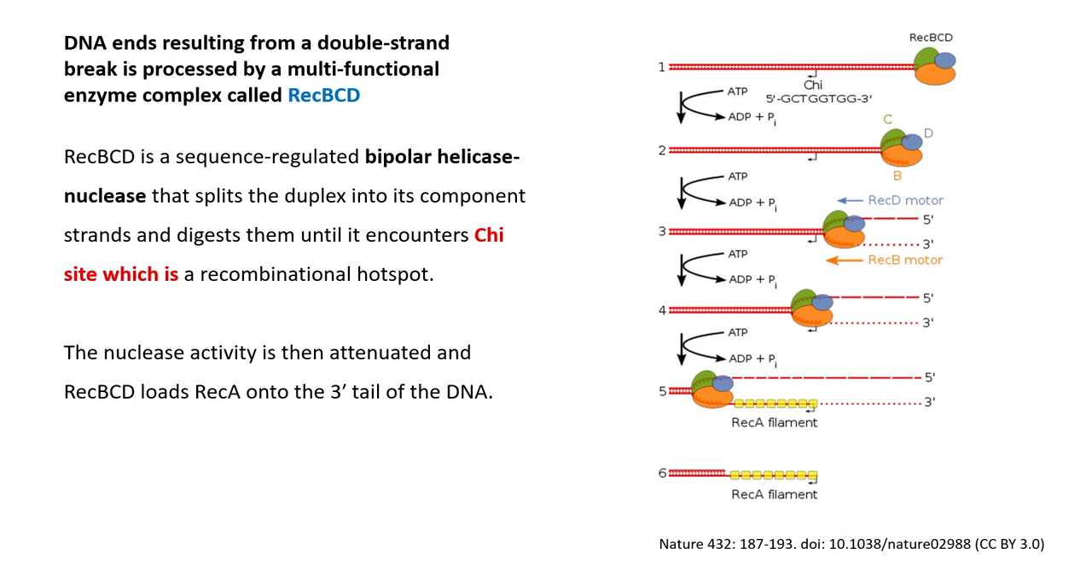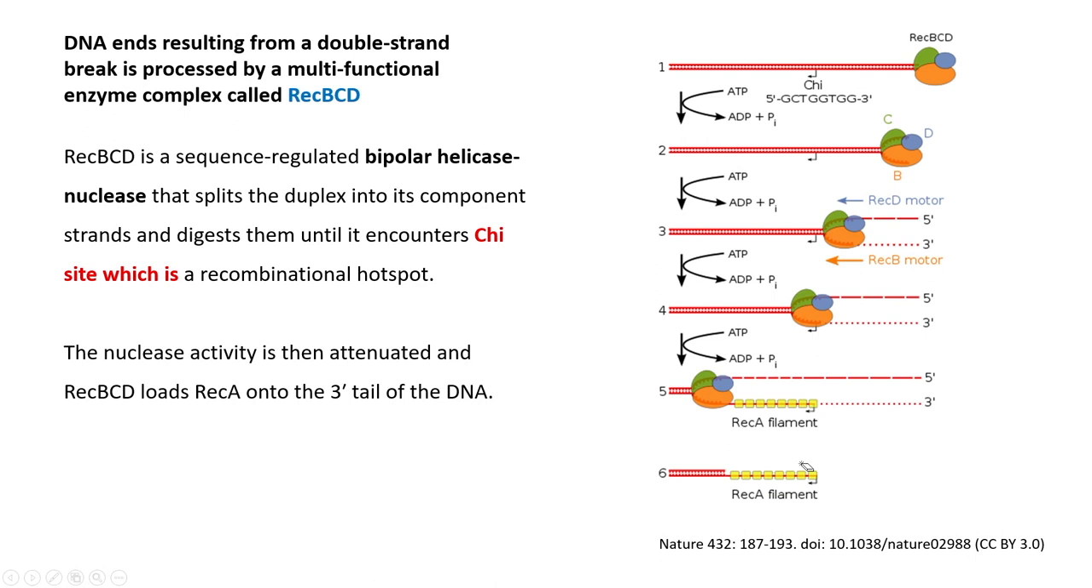DNA ends resulting from a double strand break are processed by a multifunctional enzyme complex called RecBCD. RecBCD is a sequence regulated bipolar helicase nuclease that splits the duplex into its component strands and digests them until it encounters a chi site, which is a recombinational hotspot. The nuclease activity is then attenuated and RecBCD loads RecA onto the 3' tail of the DNA. So these are the critical steps.